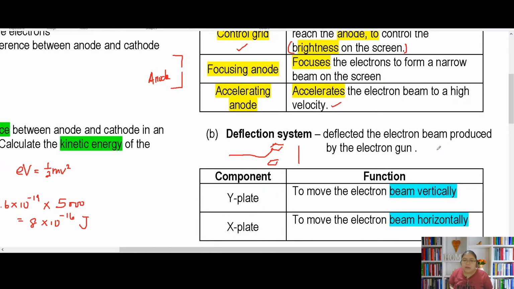What about the X plate? The X plate means left and right. So when the electron comes, it is deflected either to the left or to the right. That means this one can produce a horizontal line. So the Y plate moves the electron beam vertically, and the X plate moves the electron beam horizontally.